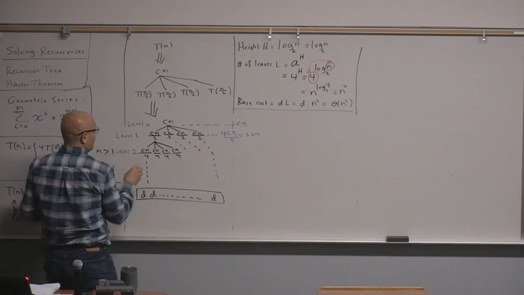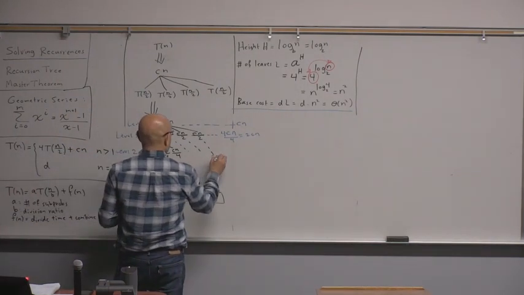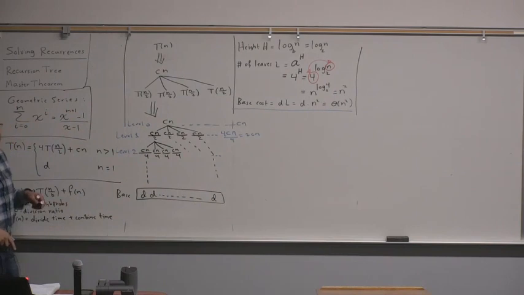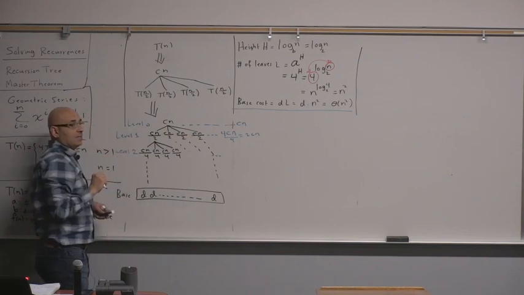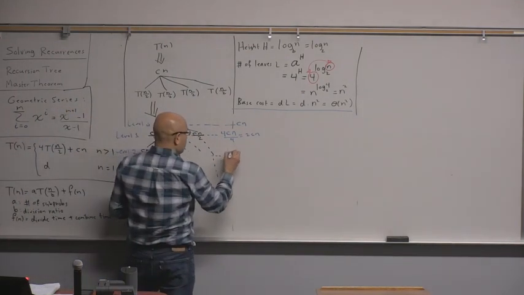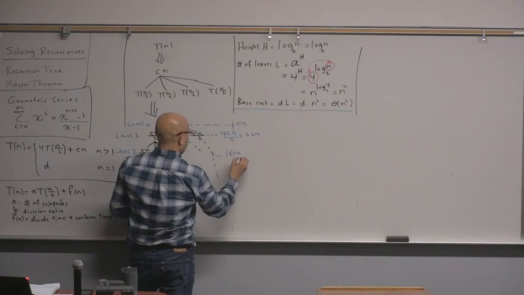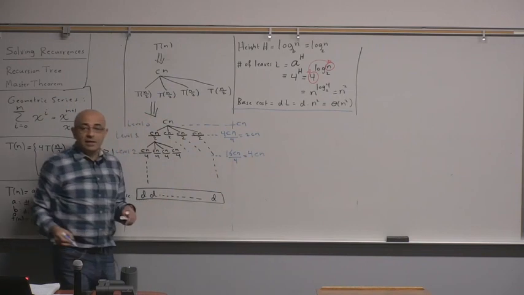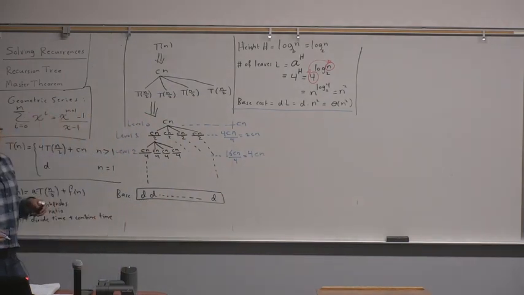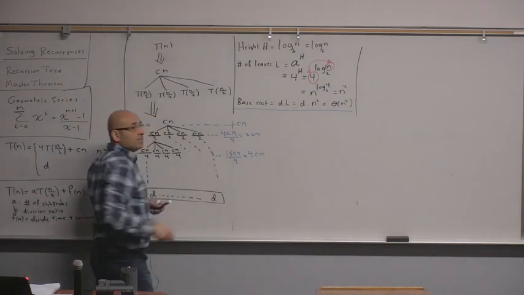At level 2, how many of these will I have? I will have 16 of them. These are 4, and I have 4, 4, 4. So there will be 16 of them. 16 Cn by 4, which is 4 Cn. Usually, levels 0, 1, and 2 will be enough to deduce the formula between the number of operations and the level number.